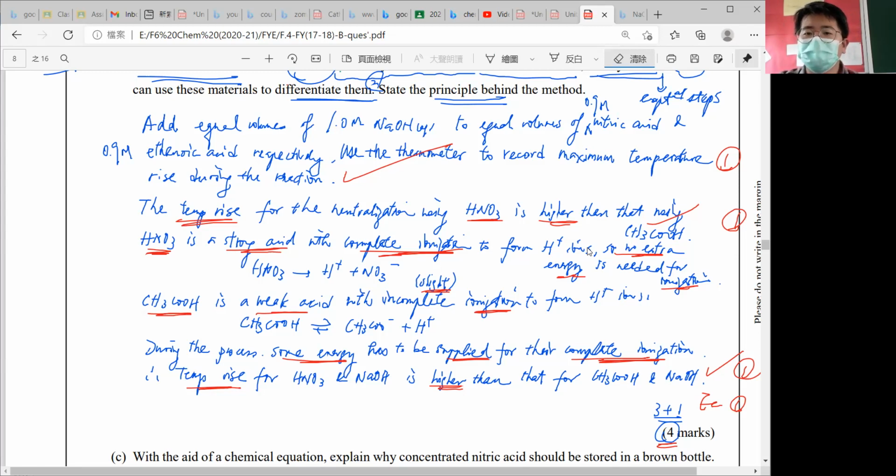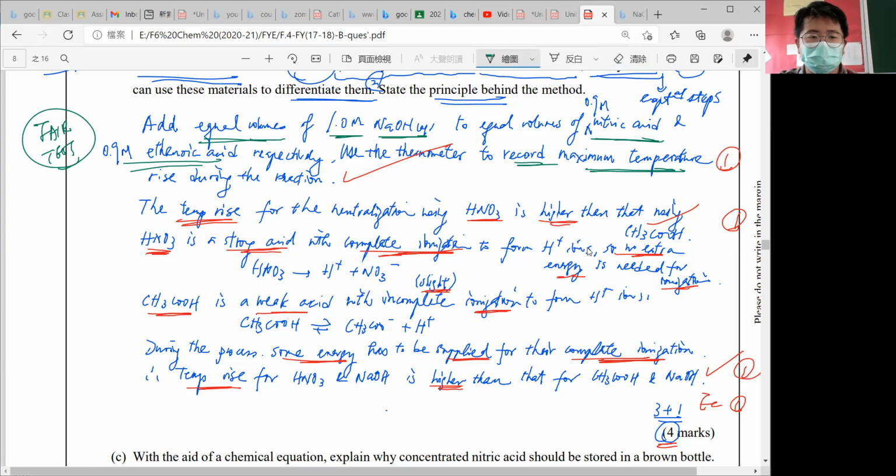Molar concentration, and use this to test whether it's nitric acid or ethanoic acid, and you still use the same concentration for fair comparison. Measure the maximum temperature rise is the method. Of course, here comes the results as a comparison. And finally, this part tells you the explanation, but again, you are going to have a sense of comparison.